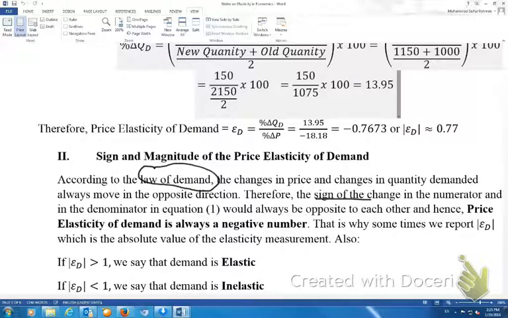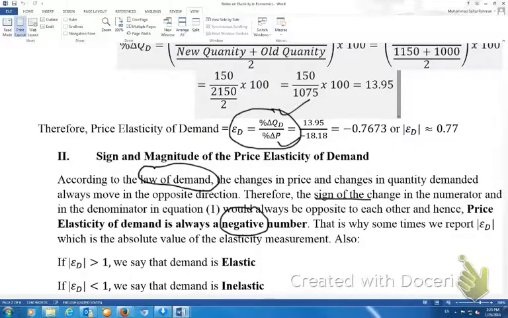Which means that in the formula that we are using to calculate price elasticity of demand, the denominator and the numerator will always have opposite signs. So it is important to know that the price elasticity of demand is always a negative number. So that's a very important thing.